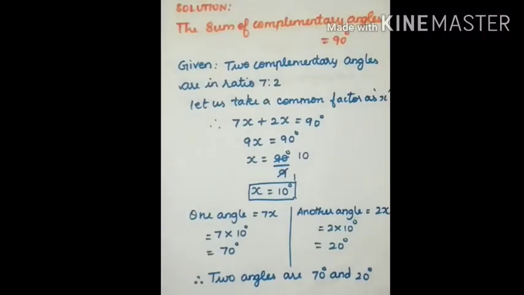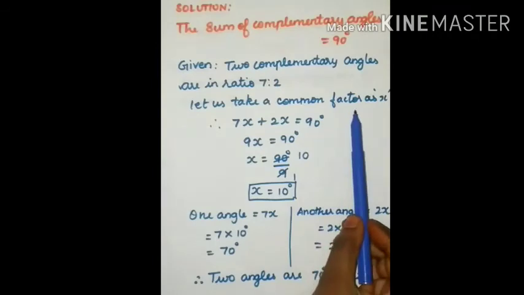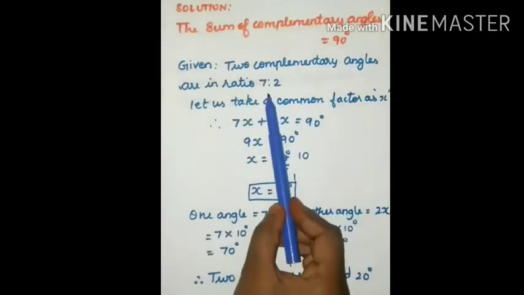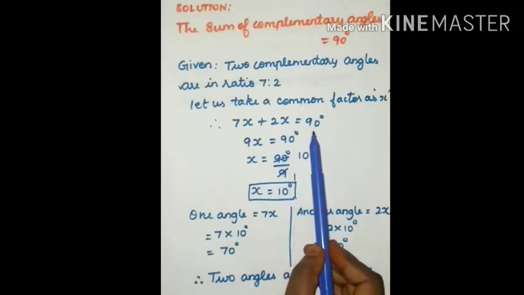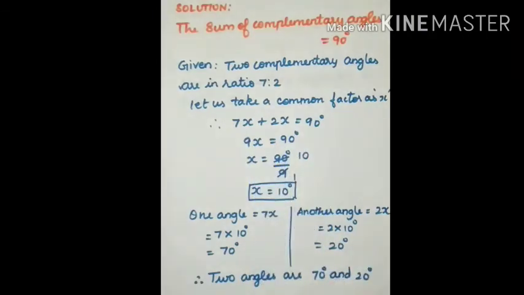Students, it's clear, no? First you have to take a common factor as x. 7 is to 2 as 7x plus 2x equal to 90 degree. 7x plus 2x is 9x. 9x equal to 90 degree. Then you have to find the unknown value x alone. The multiplication of 9 will go to the right hand side, meaning it will change into division. 90 degree by 9 is 10 degree.